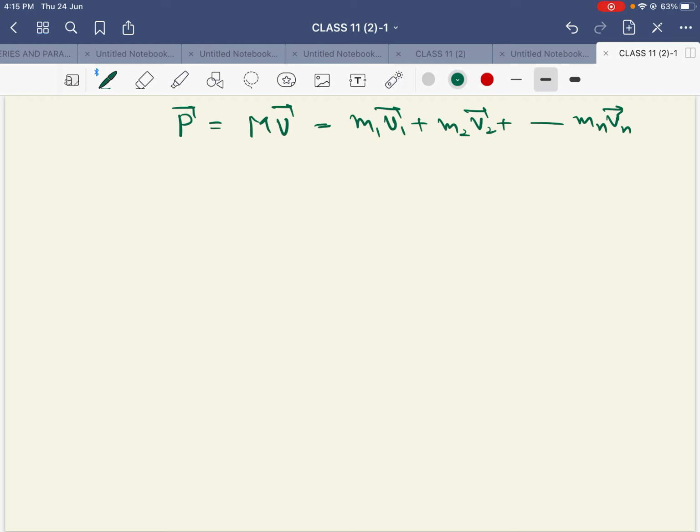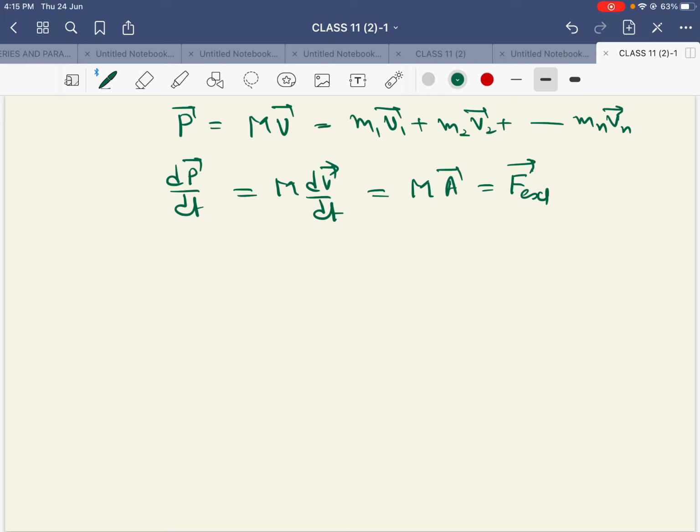Now differentiate this equation on both sides. We get dP vector divided by dt, which is equal to m dv divided by dt, and we know that dv upon dt is the acceleration, so we can write m into a vector, which is equal to F external. We already studied this. This is the statement of Newton's second law extended to a system of particles.